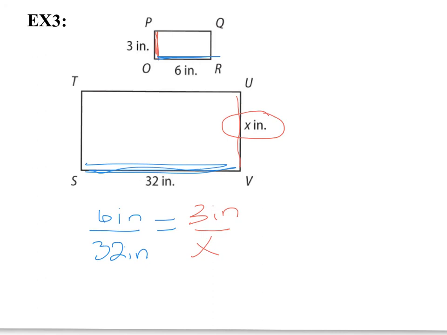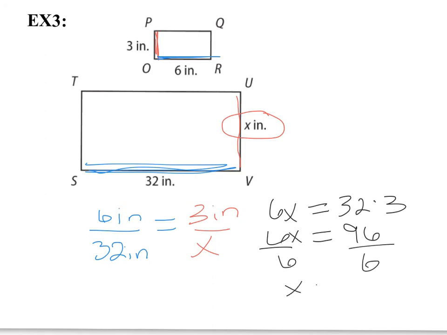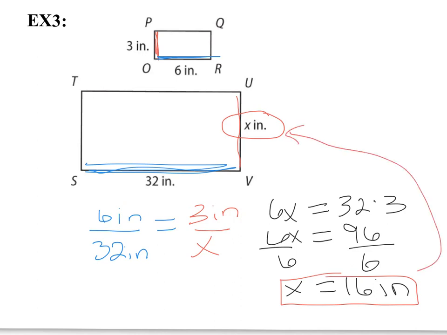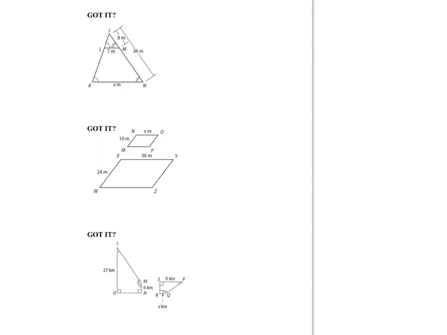So in this case, we are going to multiply using the cross product. So 6 times x is 6x, and then 32 times 3. So we have 6x equals 96. Divide each side by 6, and x gives us a value of 16 inches. And the 16 inches represents our value of x and our missing side length. Now go ahead and practice these 3 got it problems on your own.